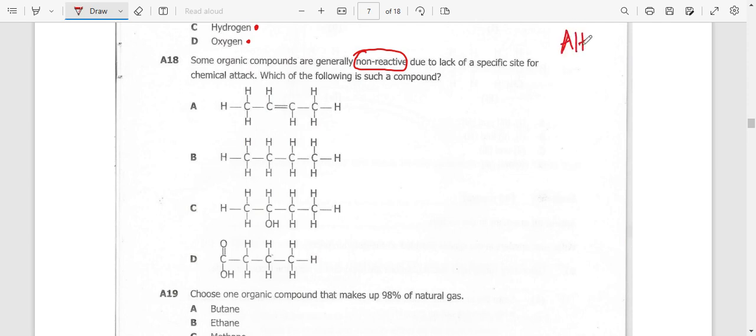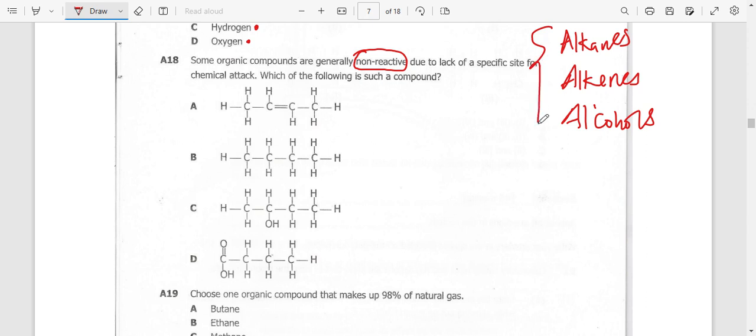You can talk about alkanes, alkenes. At your level, you also talk about the alcohols and some bit of alkanoic acids or carboxylic acids and esters. But from here, we can use this. So, which one do you think among these is not reactive?